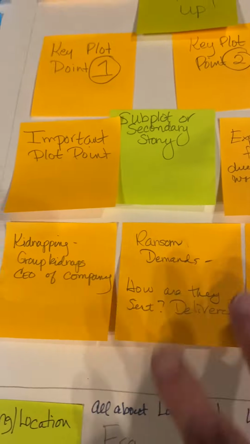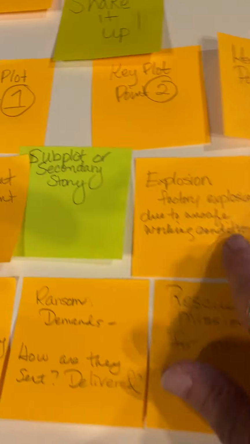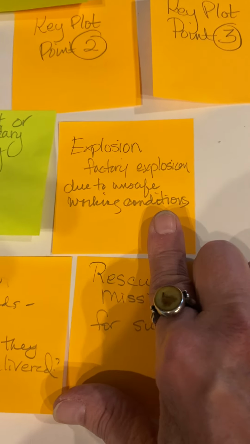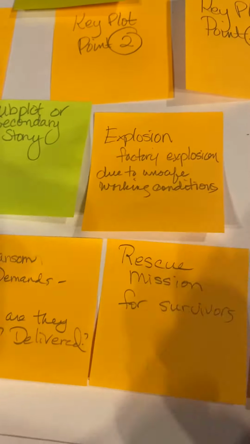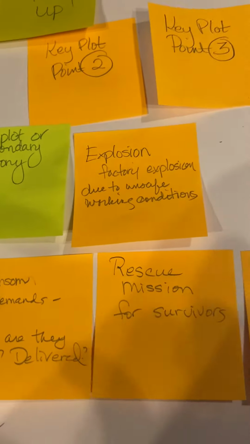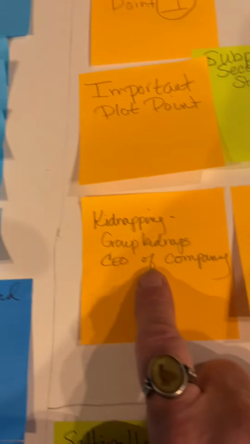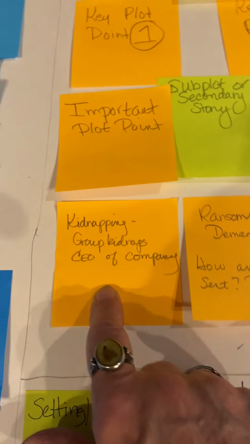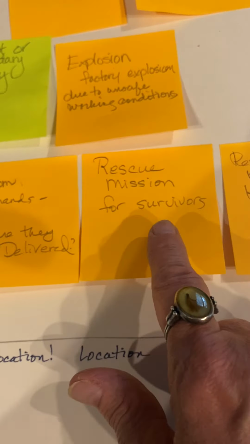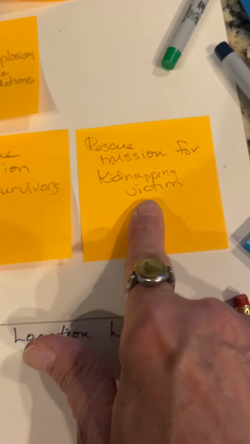So then I just wrote down some things. I don't know why, but I came up with an explosion in a factory due to unsafe working conditions, OSHA violations, whatever. Maybe they kidnap the CEO of the company. What are their ransom demands? What's the rescue mission?